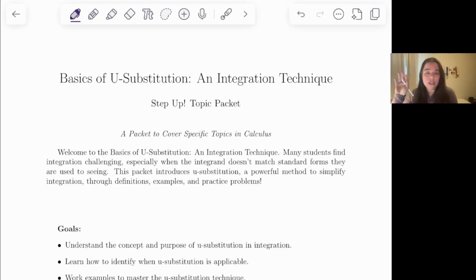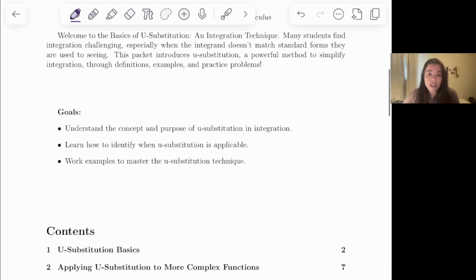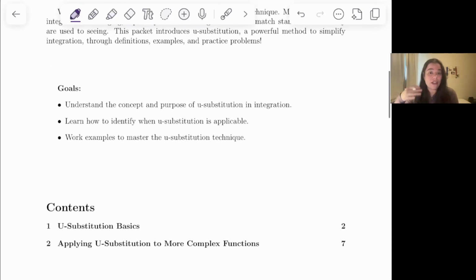If you haven't learned those yet, don't worry. There's plenty of examples in this packet that you can look over that you probably have learned at the point of learning U-substitution. So just kind of our main goals here is to understand the concept and the purpose behind U-substitution and learn how to identify when U-substitution is an applicable technique. And then we'll just work through a bunch of examples so we can get better and more refined at this process and technique.